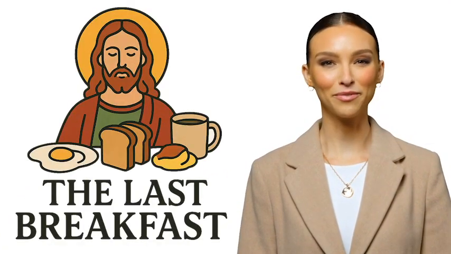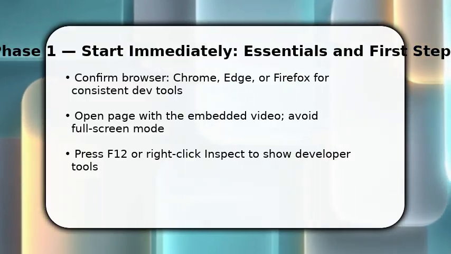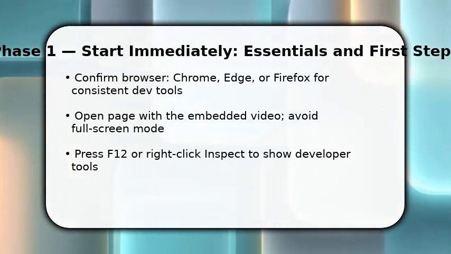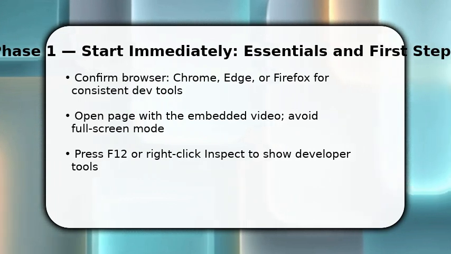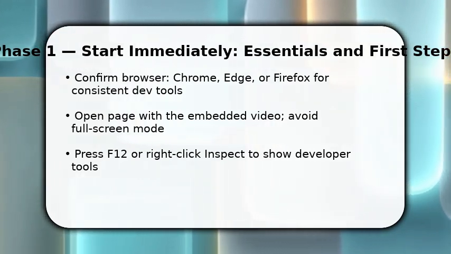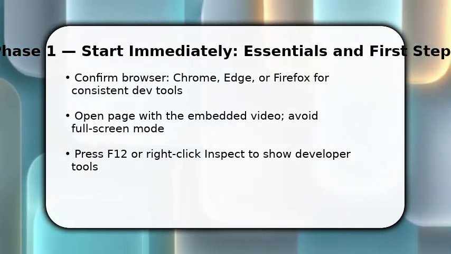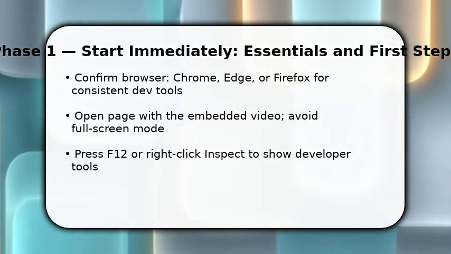Please enjoy the video. You start by opening the page that contains the embedded video. Do that now. Once open, press F12 or right-click and pick Inspect to reveal Developer Tools. Make sure the Network tab is visible. If not, click Network. You want to capture activity, so refresh the page after Network is active.